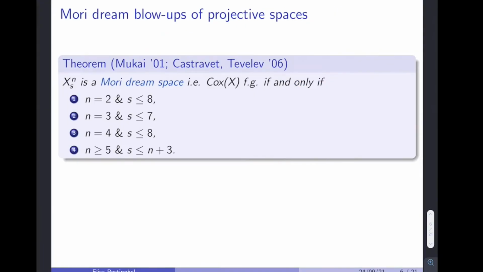But if I go to the next step, so if I consider higher dimensional cases, I do have a classification of which blow-ups behave well from the birational point of view. This is due to Mukai and Castravet-Tevelev, and they give a complete classification of which blow-ups of projective space at points in general position are Mori dream spaces. That means which of them have finitely generated Cox ring.